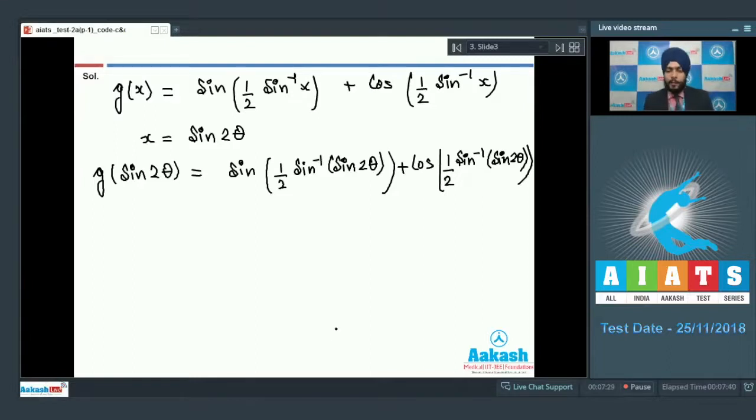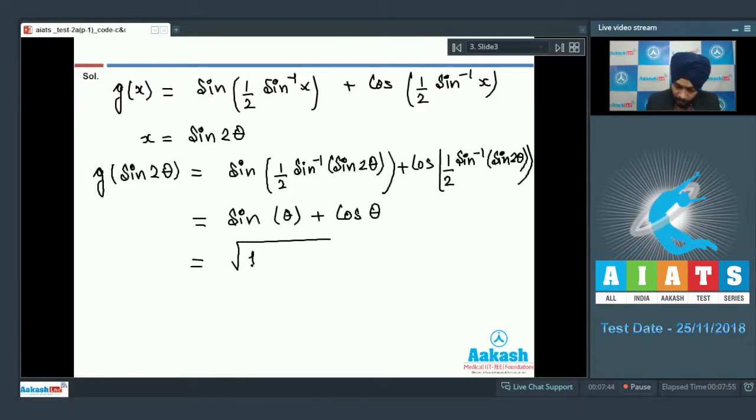Obviously x is given to be minus 1 to 1. Sin inverse sin 2 theta will be equal to 2 theta. So this is sin of 2 theta by 2, that is sin theta plus cos theta. And that can be written as under root of 1 plus sin 2 theta. That is a very simple function if you realize now. Sin 2 theta was x. So g(x) is simply root of 1 plus x.